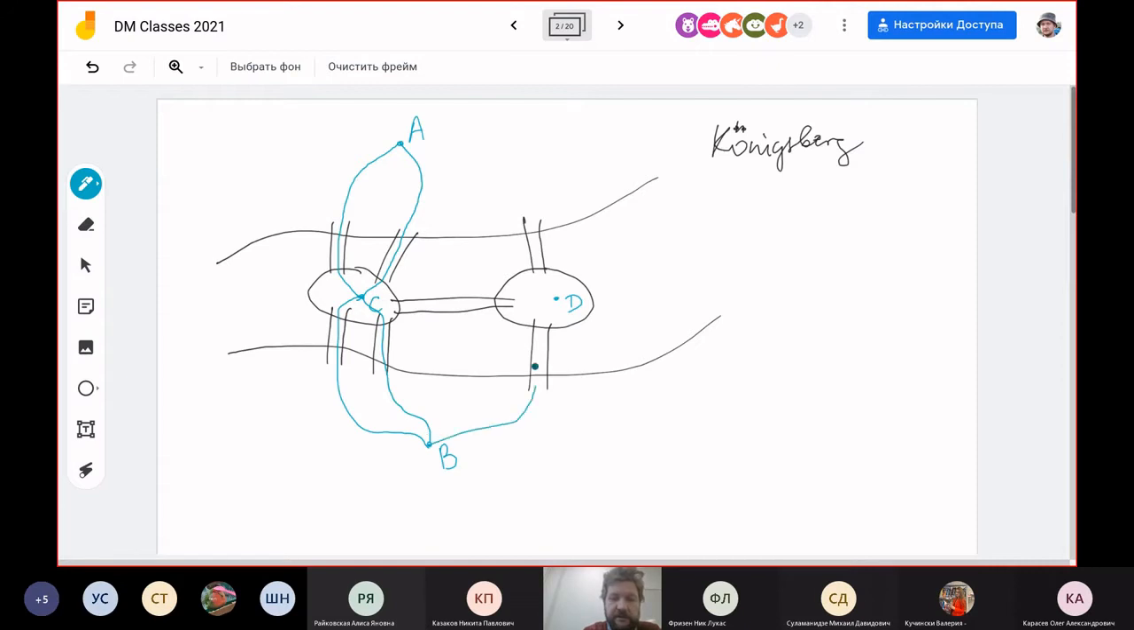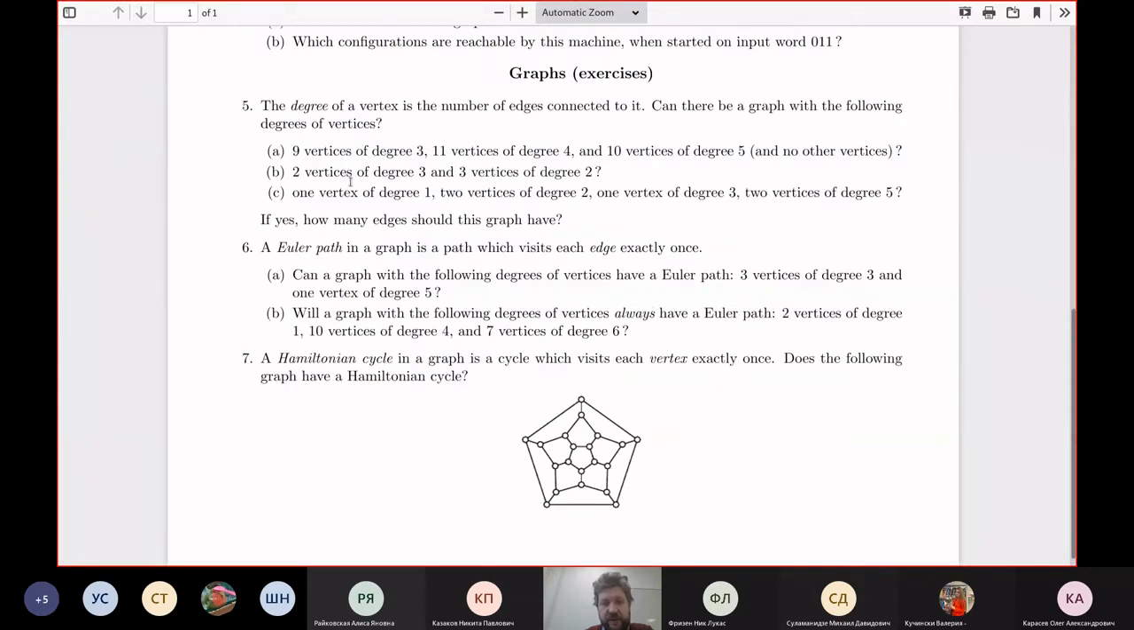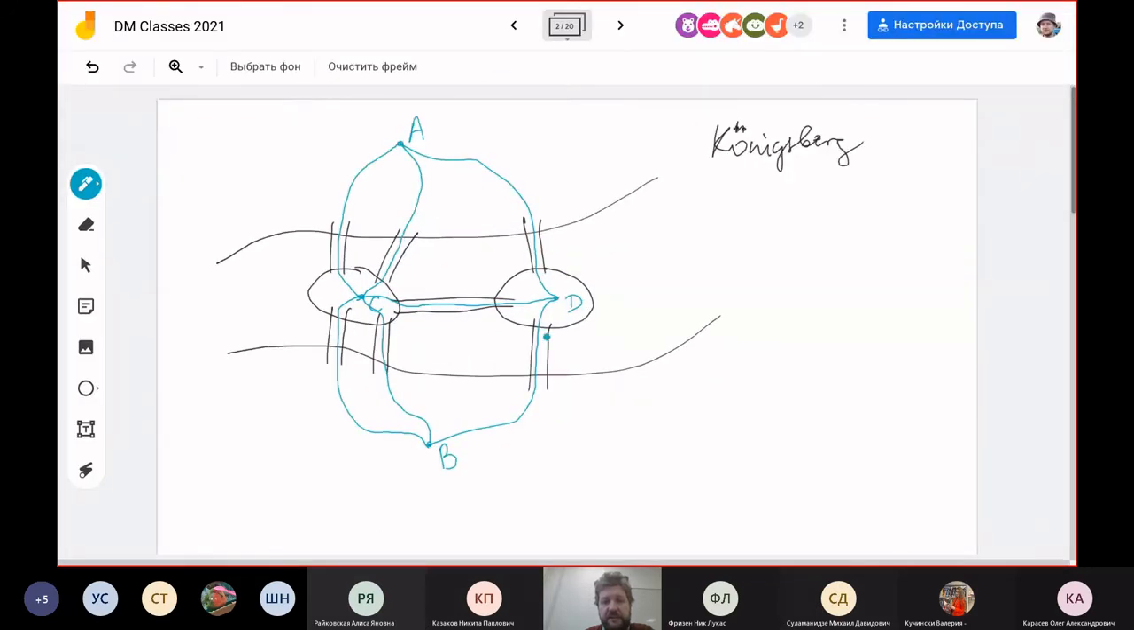So go here. This goes here. This goes here. And this goes here. So the question of Euler was to traverse this graph, or this multigraph actually, visiting each bridge exactly once. And this is exactly the parameters which we have here. So we have three vertices of degree 3 and one of degree 5. So here A, B, and D are of degree 3, and C is of degree 5.